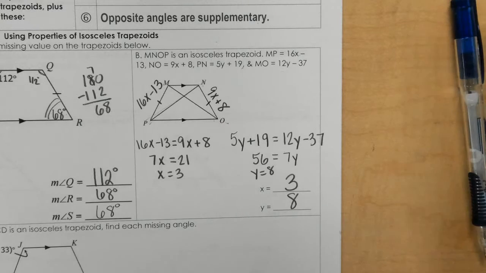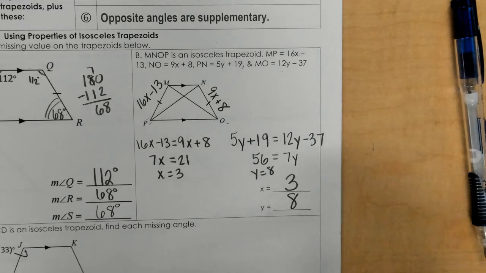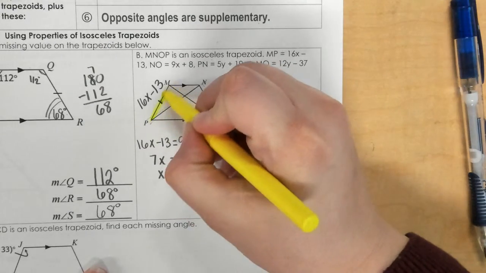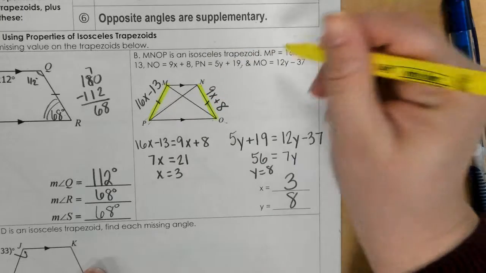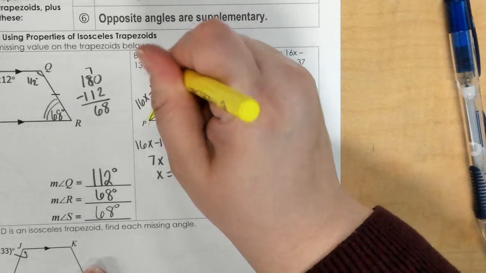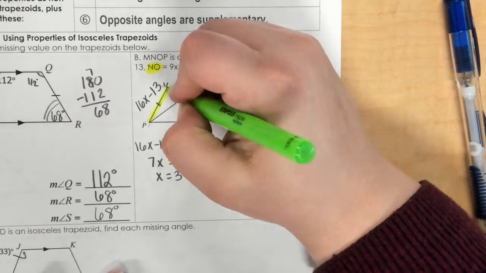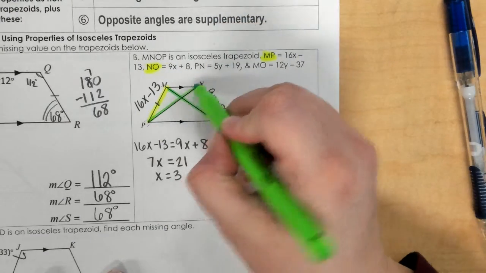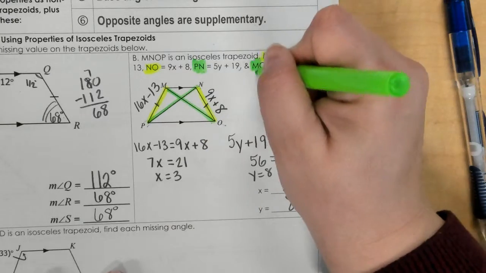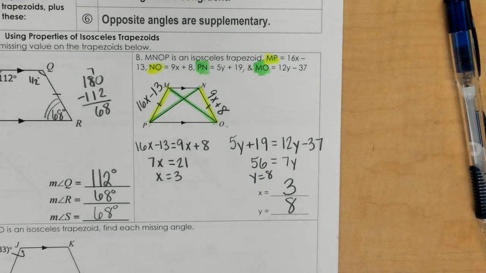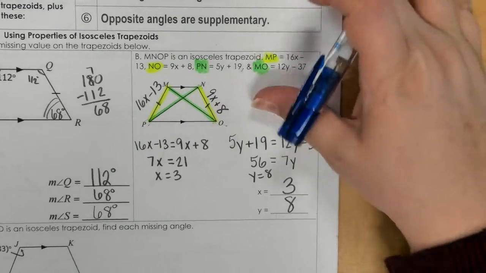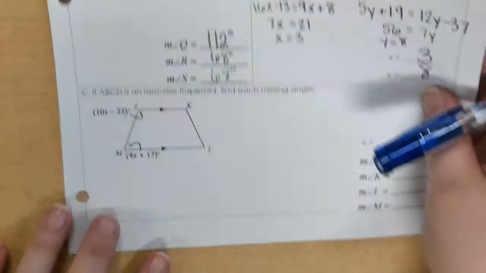One other thing I was going to show you, might just be easier to see that these are congruent. So those are also congruent to each other. All right, last problem for isosceles.